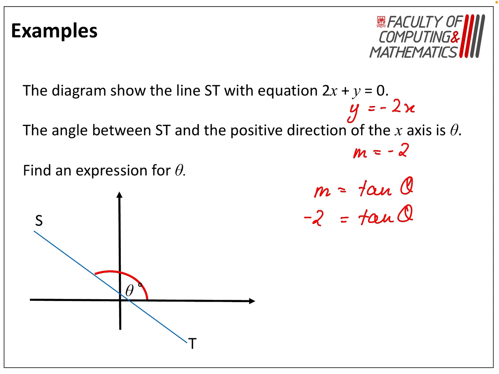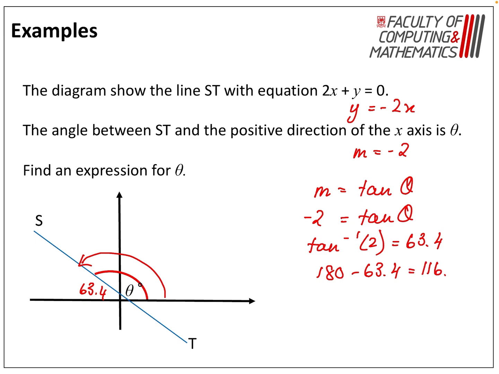Now, to get rid of tan, you're going to find the inverse of tan, but I don't want you to put in the minus 2. I want you to do shift tan of 2, and then we're going to use our CAST diagram. So shift tan of 2 will give me 63.4. The angle I've just found is this one in here, just in case you're interested. So this angle here that I'm looking for would have to be 180 minus 63.4, and I would get 116.6 degrees.